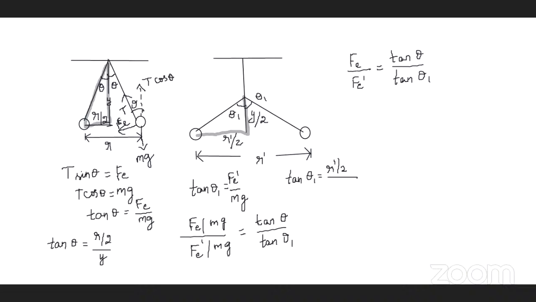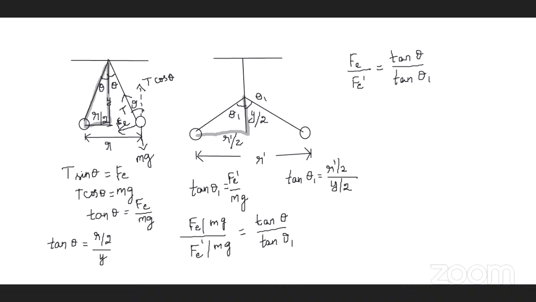Okay, so here this tan theta 1 is equal to r prime by 2 divided by the adjacent side, that is y by 2. Okay, so tan theta is here r by 2 by y, tan theta 1 equal to r prime by 2 divided by y by 2. You can apply both these values in this equation, that is Fe by Fe prime.